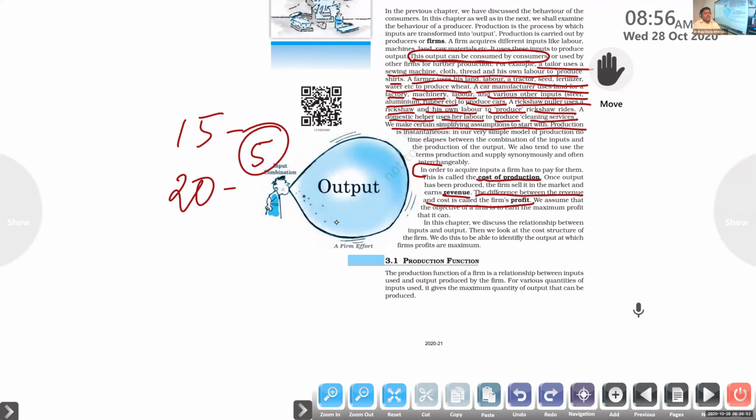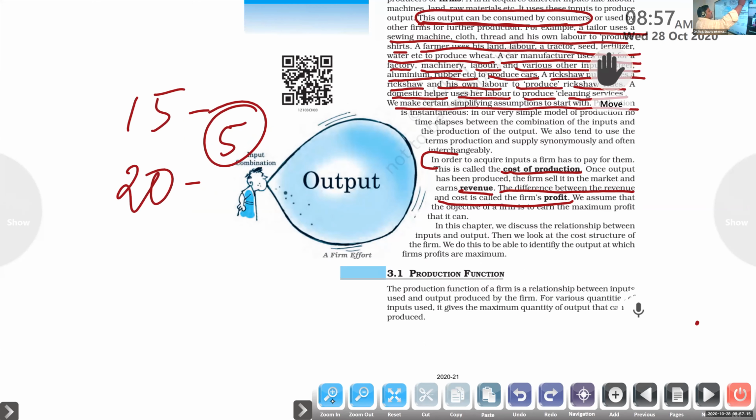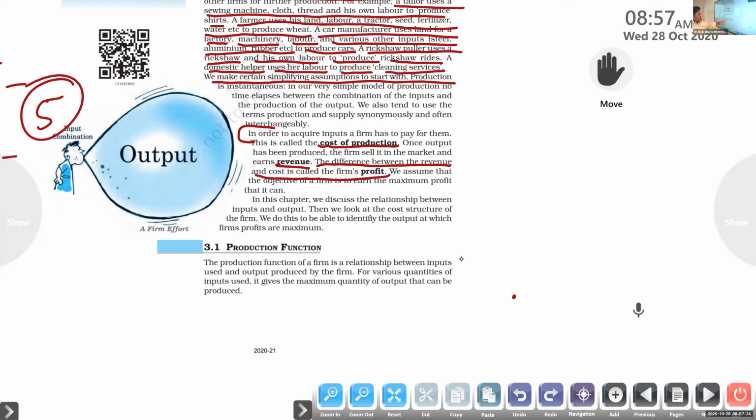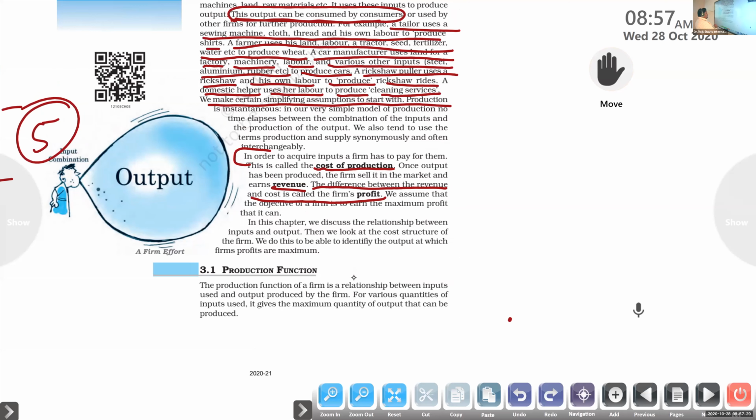Okay, so listen, next one is going to be the production function. You already studied the consumption function, right or not? We studied consumer behavior, and the demand function. Next one, 3.1, the production function. The production function of a firm is the relationship between inputs used and output produced. Just keep that in your mind. The production function of a firm is a relationship between inputs used and outputs produced by the firm.